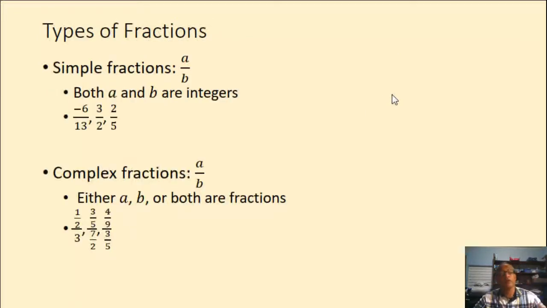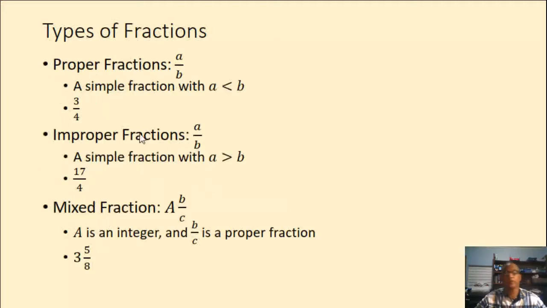So there are various ways to categorize fractions. In one classification we have simple fractions and complex fractions. Simple fractions are those in which the numerator and denominator are integers, and in complex fractions these can be fractions themselves. So we have 1/2 divided by 3, 3/5 divided by 7/2, and 4/9 divided by 3/5.